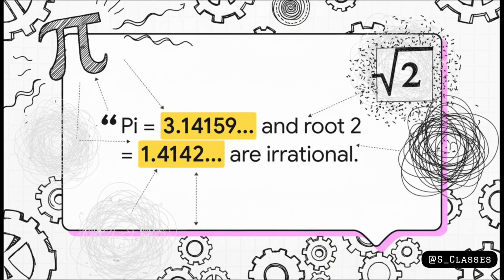Take pi, for example. We all know pi starts with 3.14159, but then it just keeps going, millions, billions of digits without a single repeating pattern. Or look at the square root of 2, 1.414213, and it just splinters off into totally random numbers. There is absolutely no way to tie these down into a simple ratio. And honestly, that wild, untamed nature is exactly what makes studying them so fascinating.